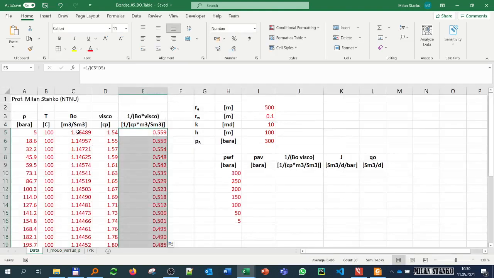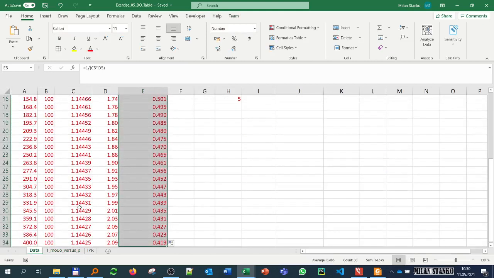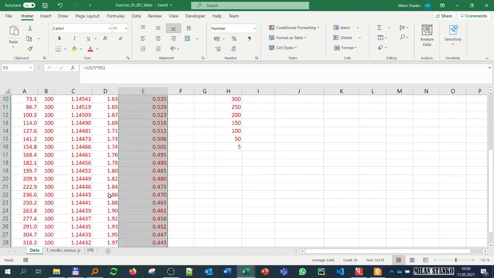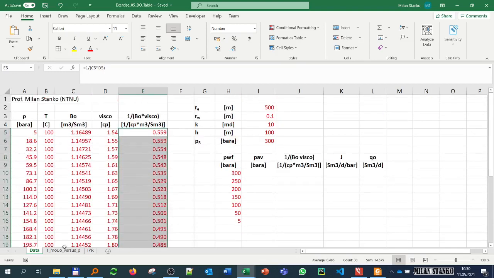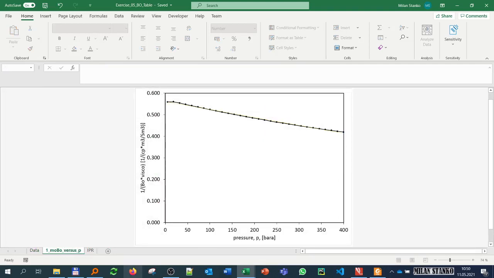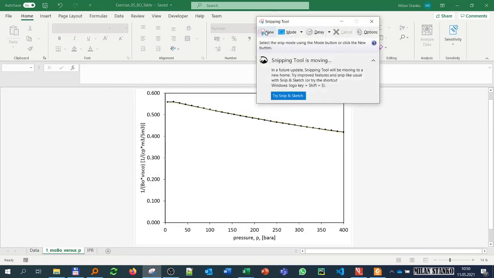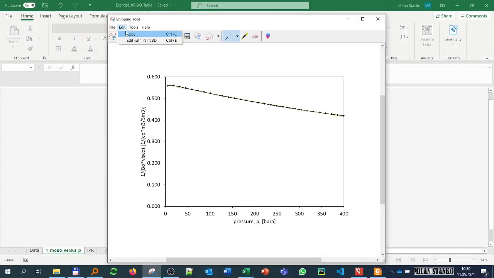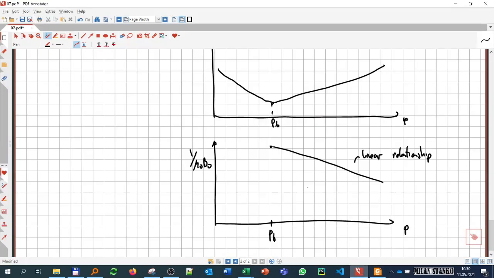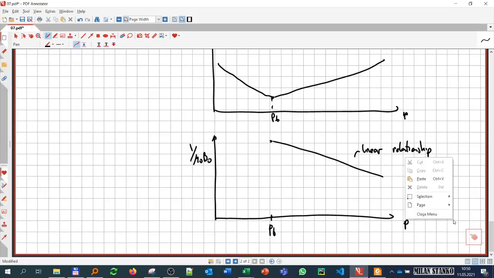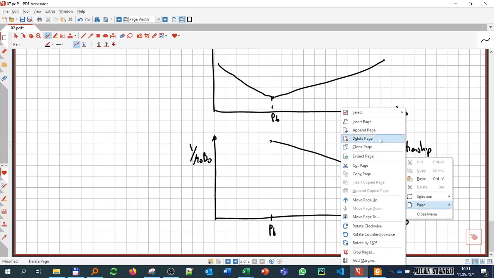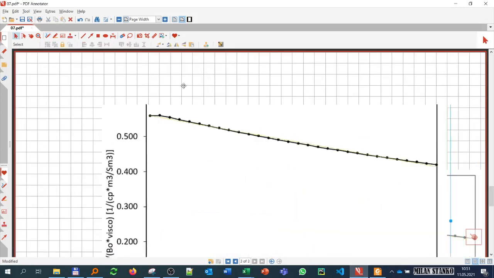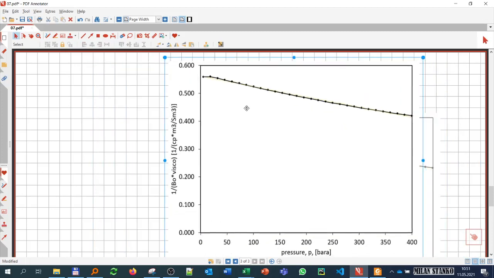You see here that it's bigger, and then it's starting to decrease, and here it's smaller, and then it's starting to increase. So it follows that trend that I showed earlier. Okay, this calculation has been made with the black oil correlation.